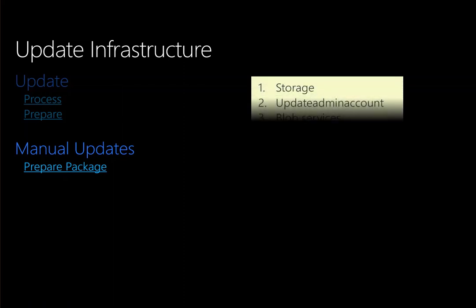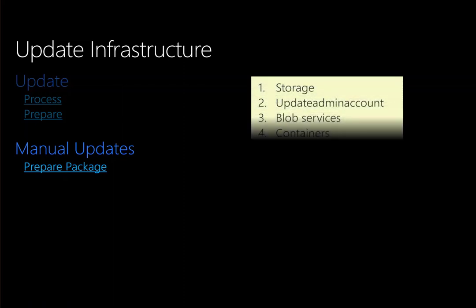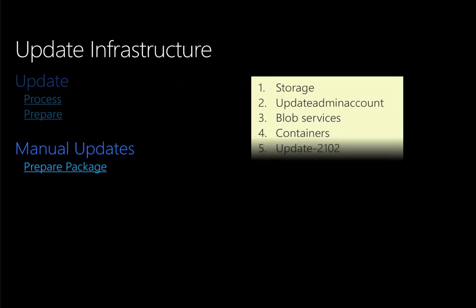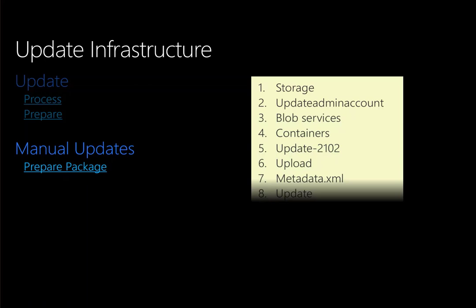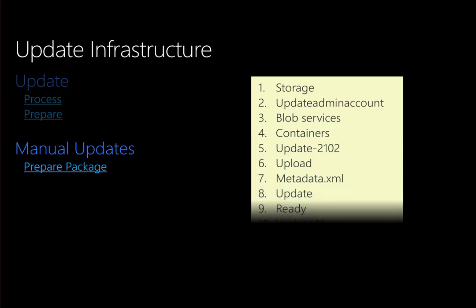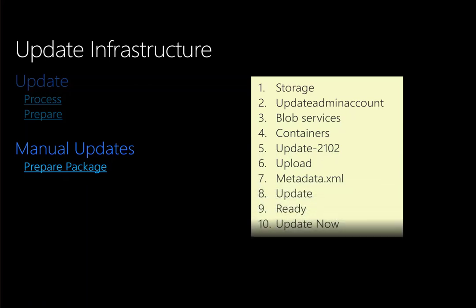1. In the Administrator portal, select All Services, then under the Storage category, select Storage Accounts. Or in the Filter box, start typing Storage Accounts and then select it. 2. In the Filter box, type Update and select the Update Admin Account Storage Account. 3. In All Services, under Essentials or Blob Services, select Containers. 4. In the Containers, select the Plus container to create a container. Enter a name, for example, Update-2102, and then select Create.